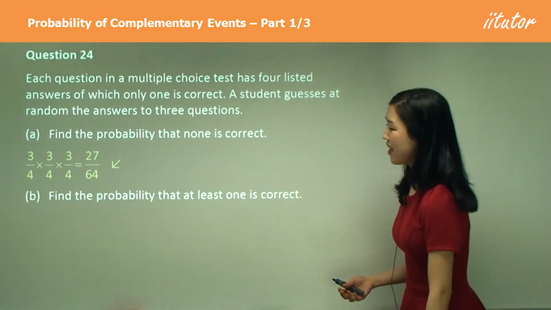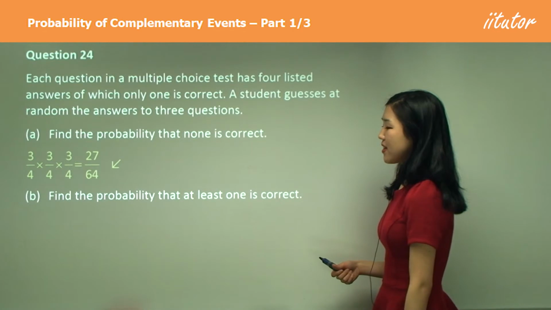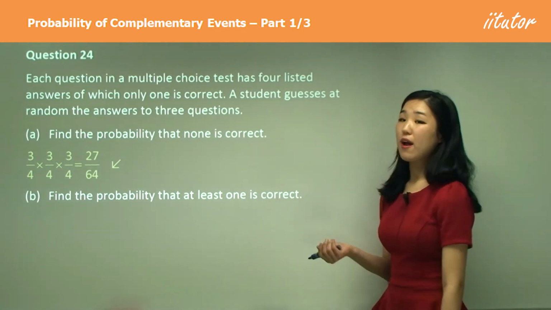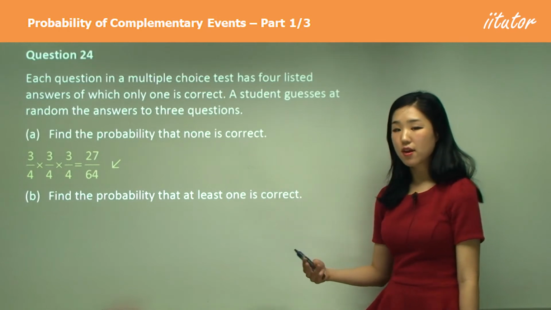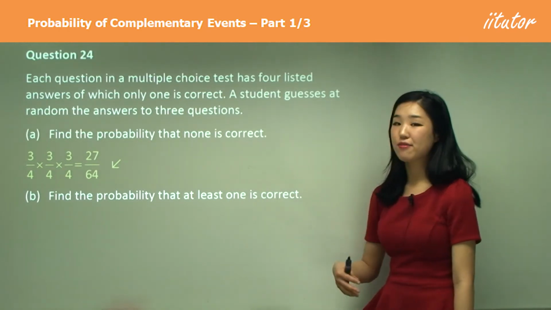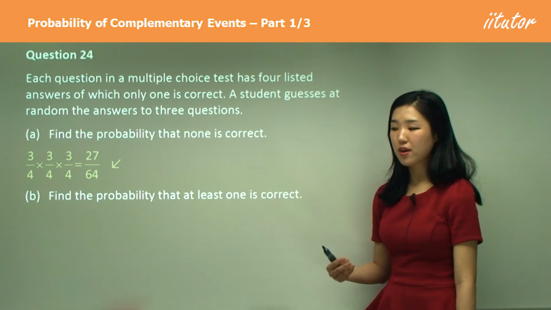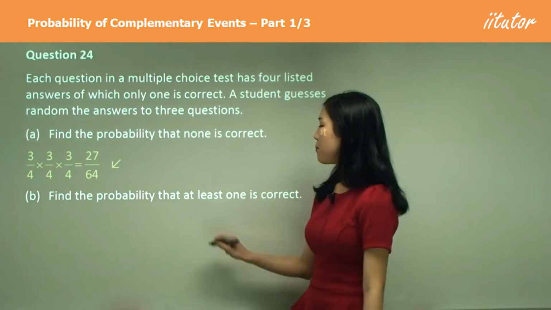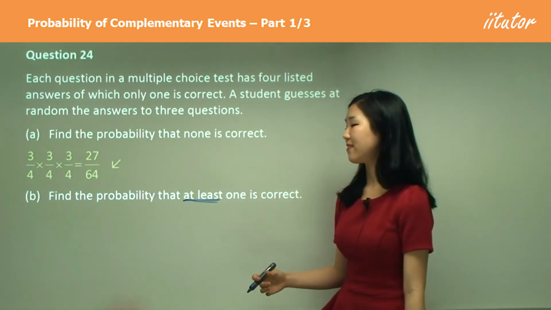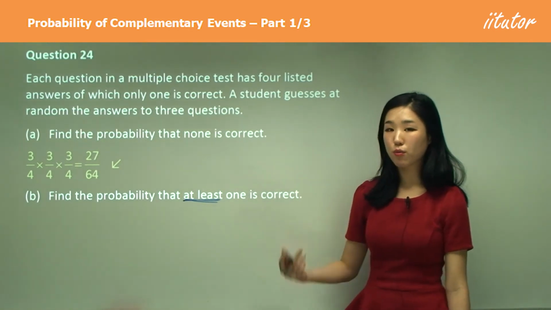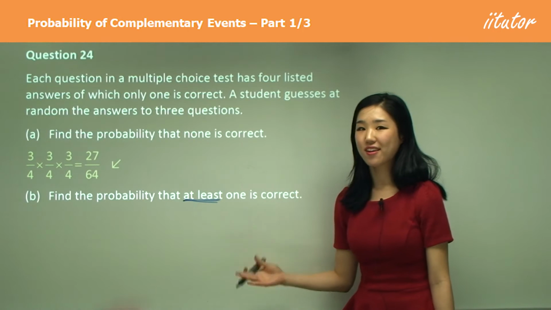Now B, find the probability that at least 1 is correct. So we could have 1 correct, 2 correct, or 3 correct, but we can't have none correct. So we can't have them all being incorrect. Because it says at least, we must really identify what at least means: 1 correct, 2 correct, or 3 correct, but not none correct.